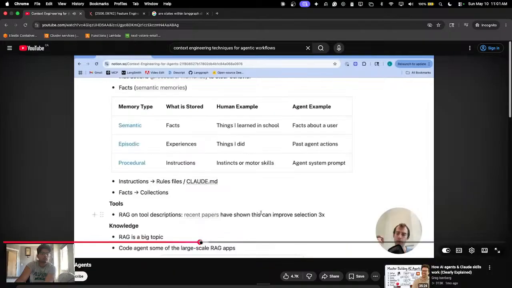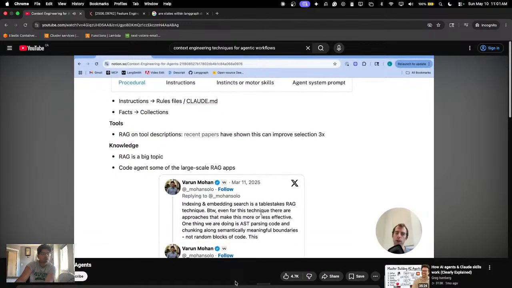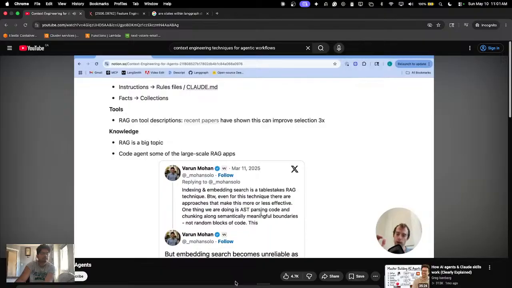You might have heard this term, only relevant tools into context. Now, finally, I want to talk about knowledge. RAG is a huge topic. You can kind of think about memories as a subset of RAG, but RAG is, of course, much broader.